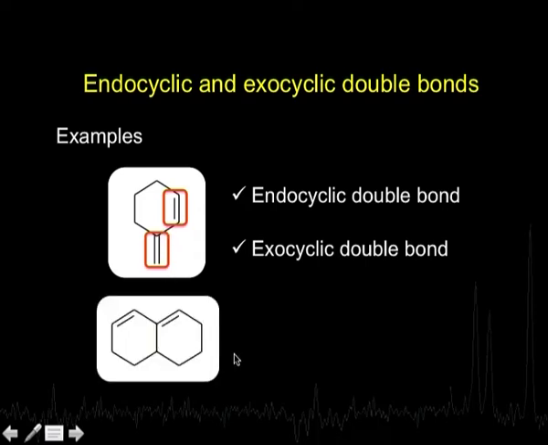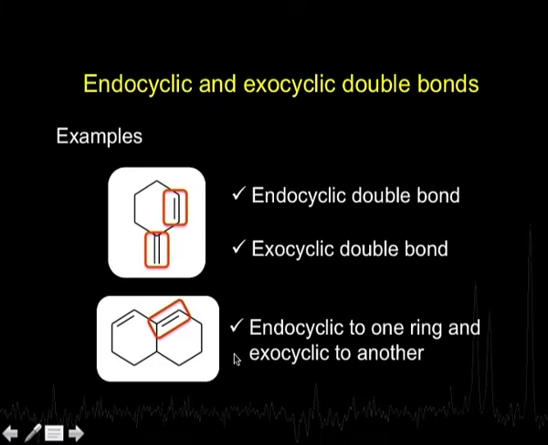Okay, look at this one. This is endocyclic to this ring and exocyclic to this ring. So this double bond is endocyclic as well as exocyclic, because it is endocyclic in this ring and exocyclic to this ring, whereas this double bond is endocyclic only to this ring.